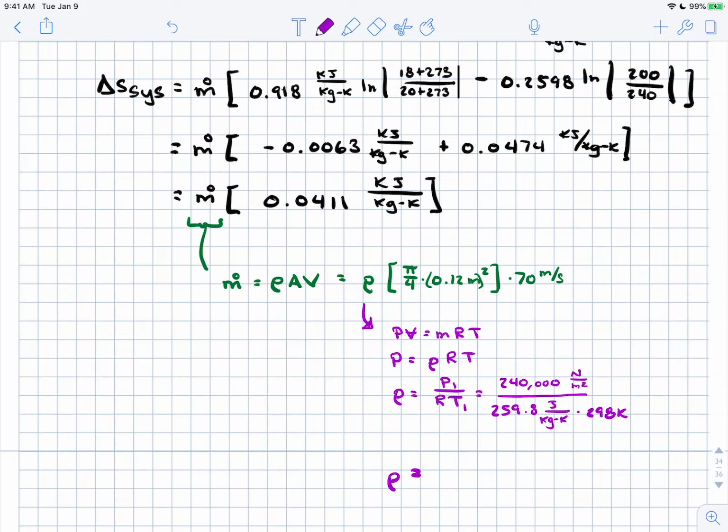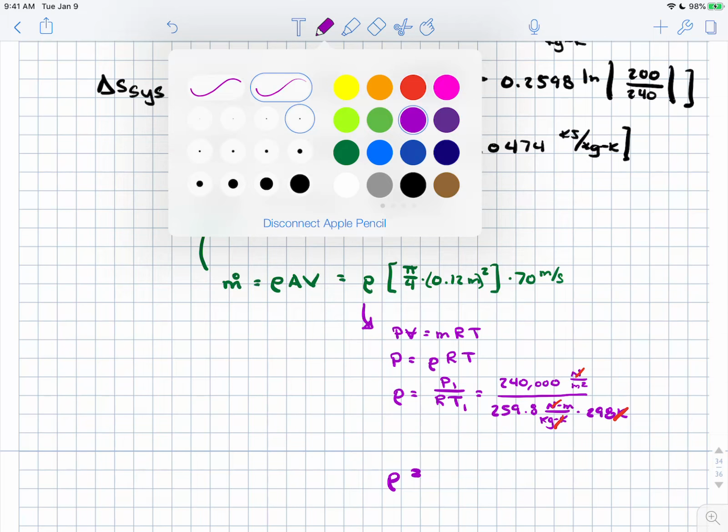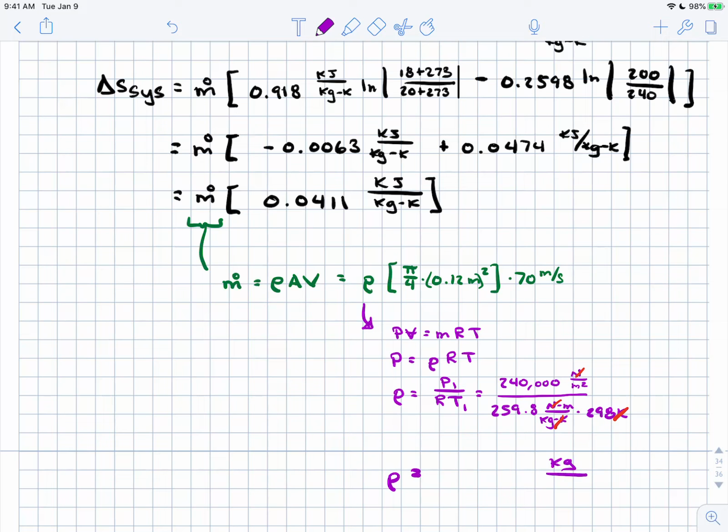So for density, let's take a look at our units also. I'm going to rewrite joules as a Newton meter. A joule is a Newton times meter. And then we can see that Newtons cancel, and we are left with kilograms per meter cubed. Let me run a quick calculation here. I calculated this to be 3.1 kilograms per meter cubed.